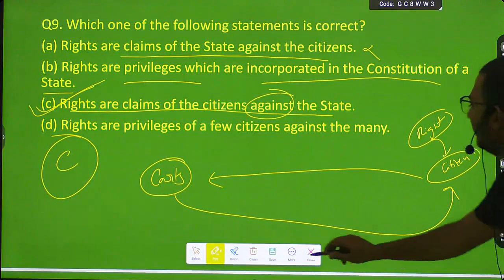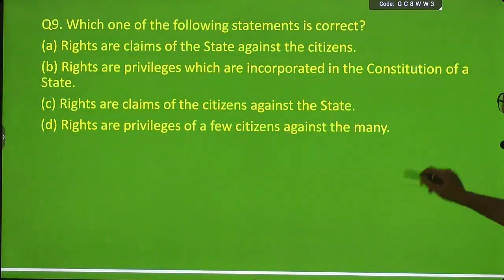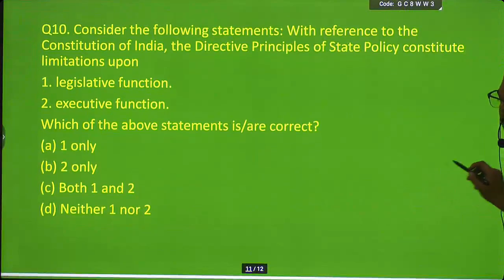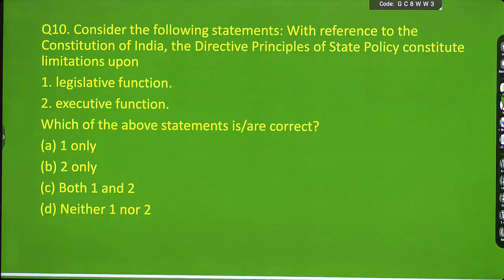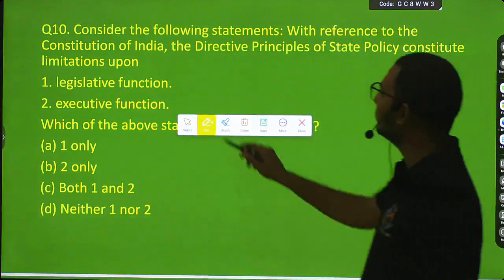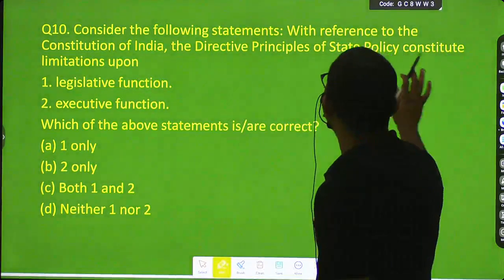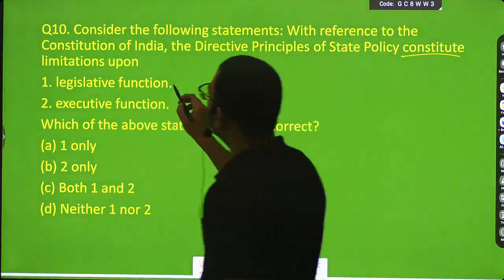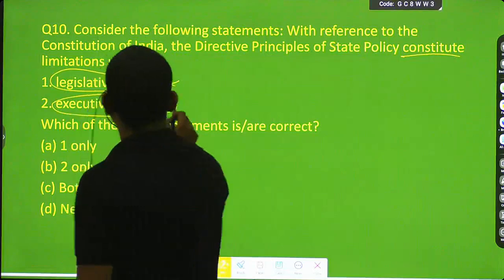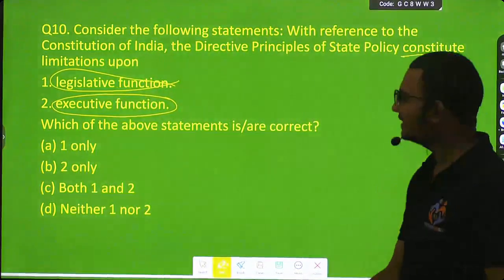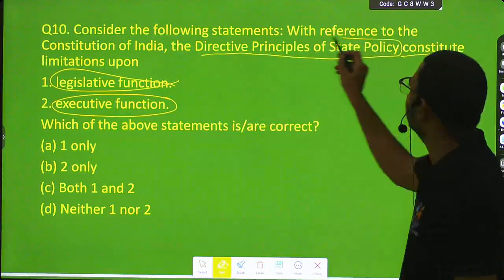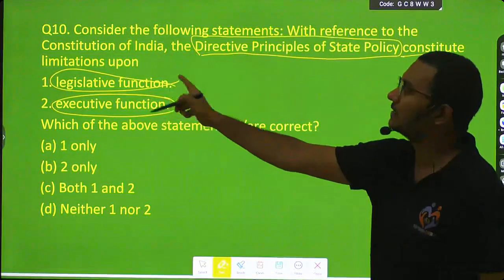The next question will be the last question for the day. So daily we'll do 10 questions minimum. So this is your next question. Consider the following statements with reference to the Constitution of India. The directive principles of state policy constitute limitations upon legislative function and executive function. What he is saying is that the DPSPs, directive principles of state policy, will put limitations on legislative and executive functions.